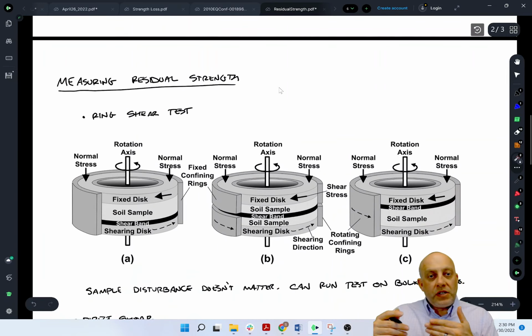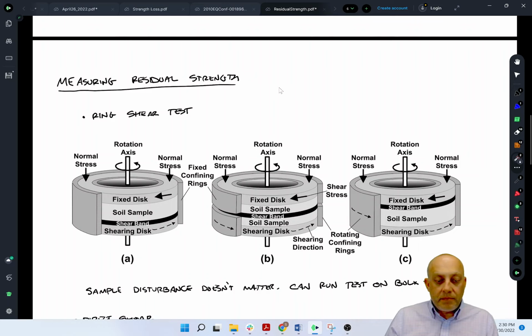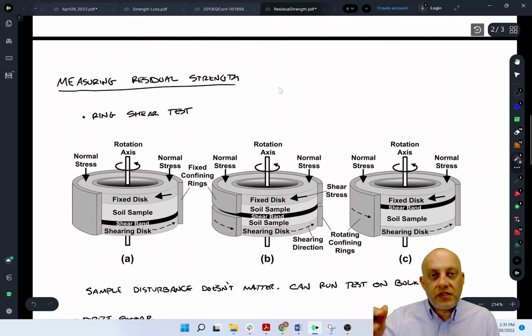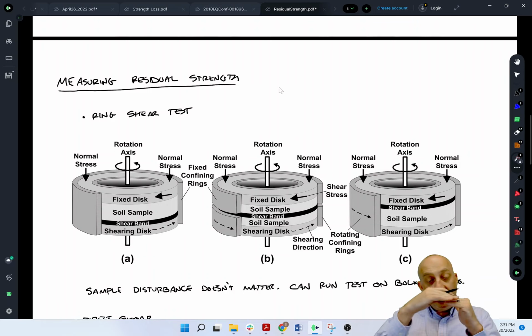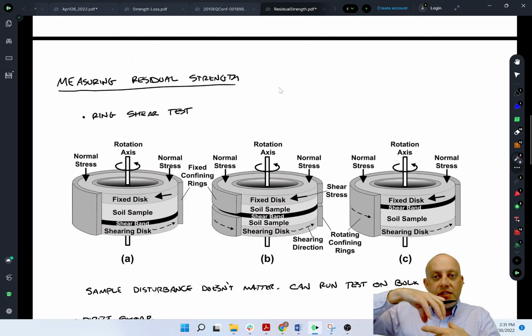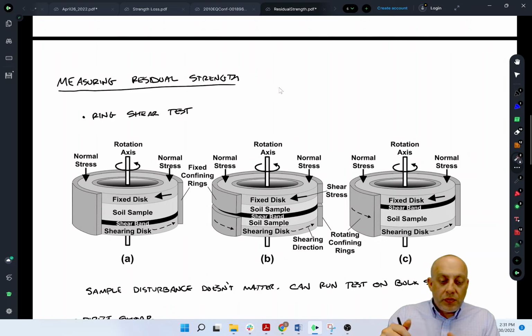All right, let's move on to measuring residual shear strength. The best test device to do that is the ring shear test. And so the ring shear test is like a direct shear test because it forces the failure to happen on a predefined horizontal plane. The only difference is that the ring shear test is circular, so you can just keep deforming it as long as you want. You can keep rotating this ring shear device, so you can get big deformations, big enough to cause this residual condition to happen.